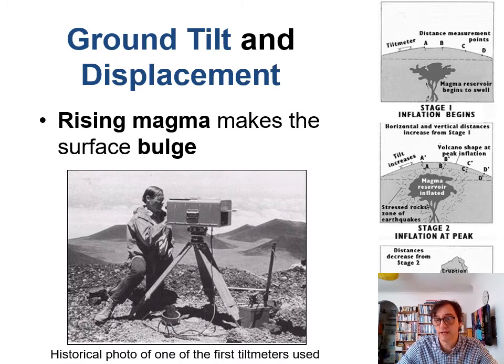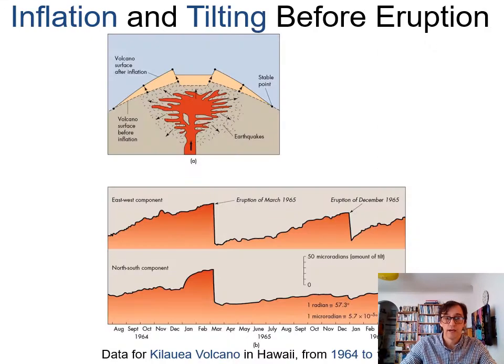You can see here on the right, stage 1, inflation begins, gradually more inflation, the mountain will bulge, and then, if you look on the slides, the eruption: that magma chamber evacuates some of the magma and the lava, and it'll then collapse in on itself and sink back down, deflate. Here you can see this inflation and deflation cycle. This is from Mauna Loa, a record from the 1960s for measurements.